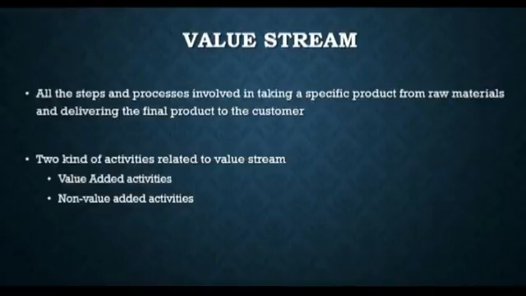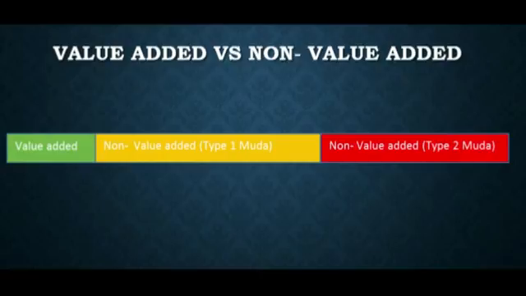Once the value has been determined, the next step is identifying the value stream, or we can define it as all the steps and processes involved in taking a specific product from raw materials and delivering the final product to the customer. There are two types of activities associated with the value stream: value added and non value added activities. Value added activities create value as perceived by customers. Non value added activities create no value.